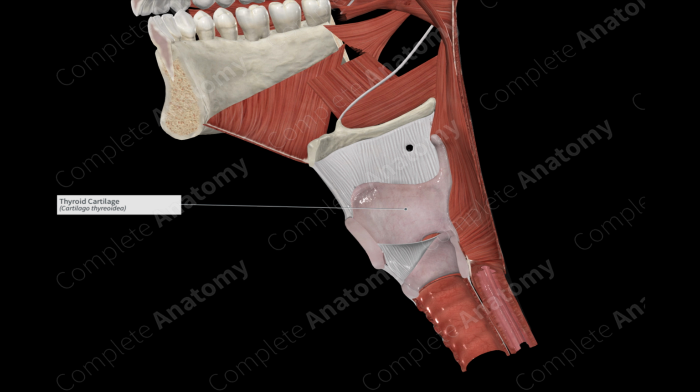Thyroid cartilage. Thyroid cartilage is the tough, flexible tissue that forms the front part of the larynx, the voice box. It supports and protects the vocal cords and helps create the sound of a person's voice.